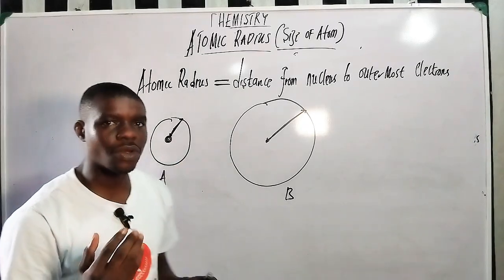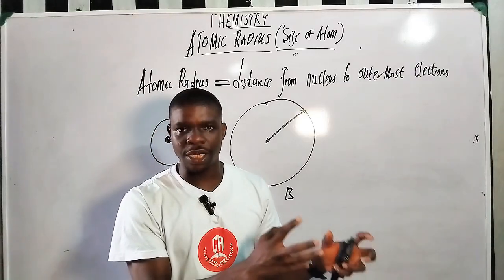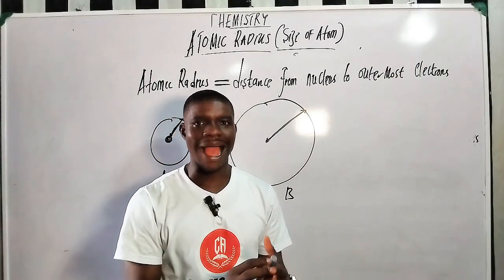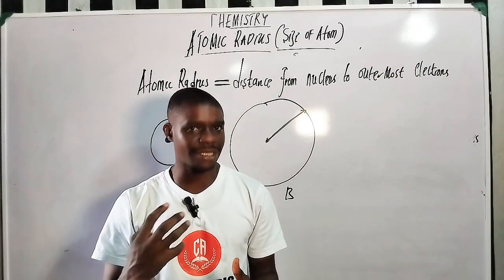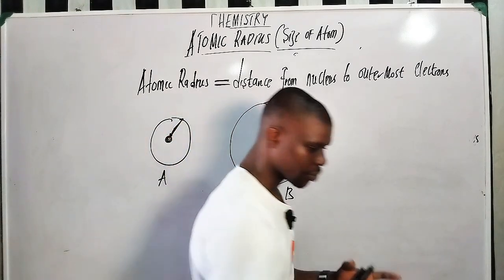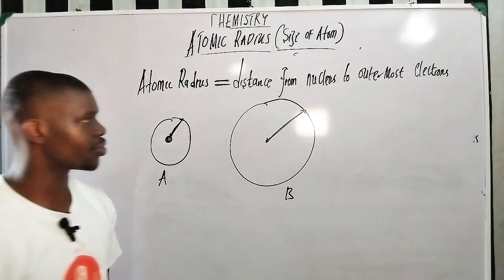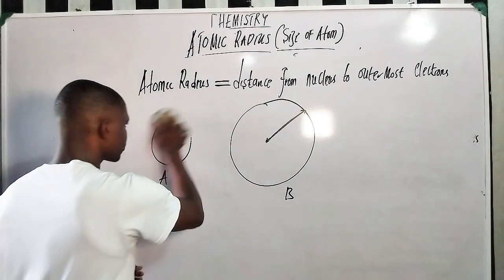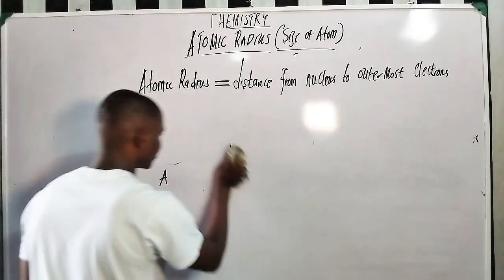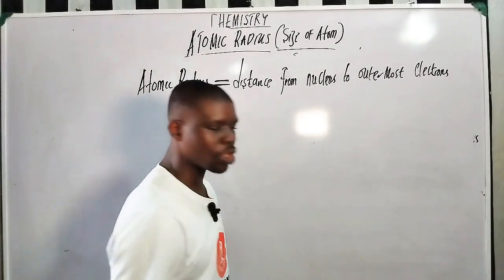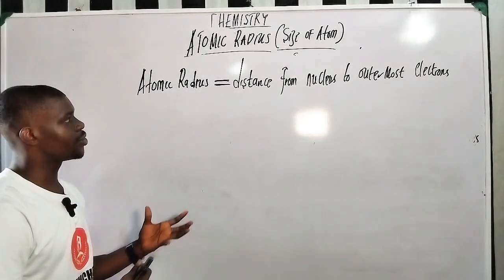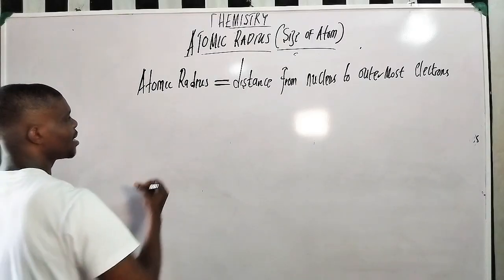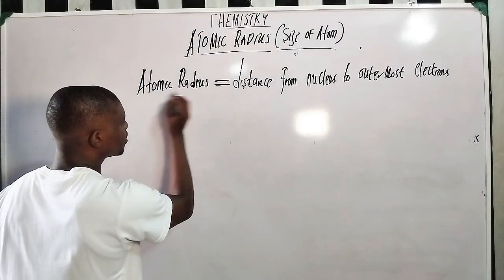Now you have to look at atomic radius across the periods and atomic radius down the group. Very important. So what happens to the atomic radius across a period? That's why it's called the periodic trend. Atomic radius across the period.